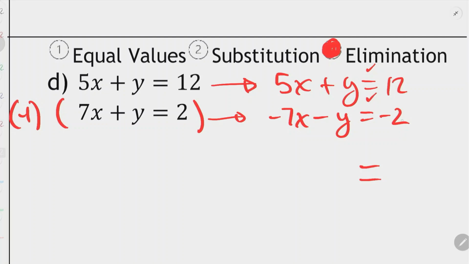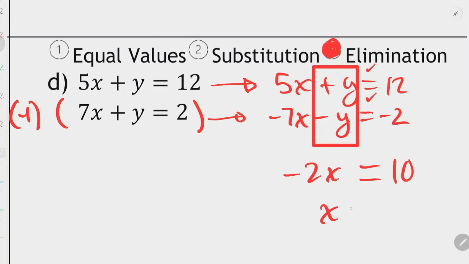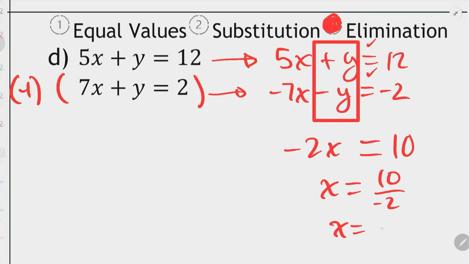12 plus -2 is going to be 10. That's my right-hand side. Over on the left-hand side, you can see that there is a positive y and a negative y. When I combine those two, they equal nothing, or 0. And then I've got a 5x and a -7x, which is -2x. So if I divide both sides by -2, I get that x is 10 over -2. x is the number -5. So we know what x is, and we don't yet know what y is, but we're going to figure that out pretty quickly. It does not matter which equation I pick.